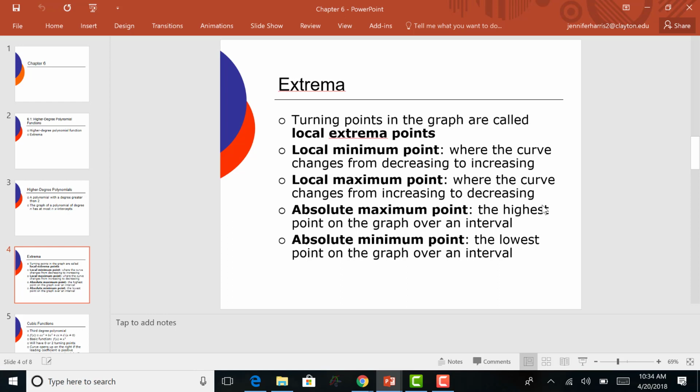You're just looking for the top of the roller coaster, bottom of the roller coaster. That's it. These are called minimums and maximums. Now, it has also a name for absolute maximum and absolute minimums.